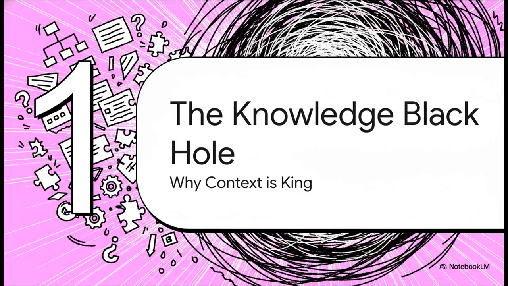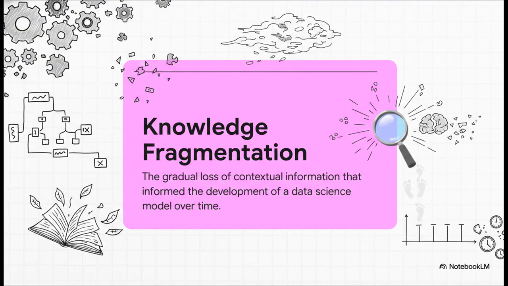Okay, so to really get our heads around the solution, we've got to first define the problem. We're going to call it the knowledge black hole. And trust me, it's all about one thing. Context is king. Now, the fancy term for this is knowledge fragmentation. It's this slow, quiet erosion of the story behind your model. And we're not just talking about losing a few lines of code. We're talking about losing the reasoning, all the dead ends you hit, and those crucial pivots that made the project a success. It's the stuff that's absolutely essential for anyone who has to pick up your work later.